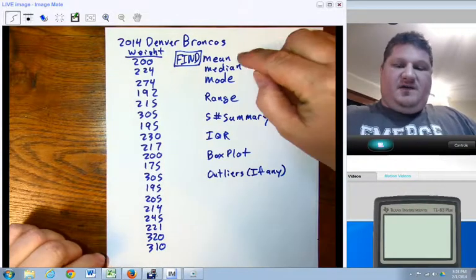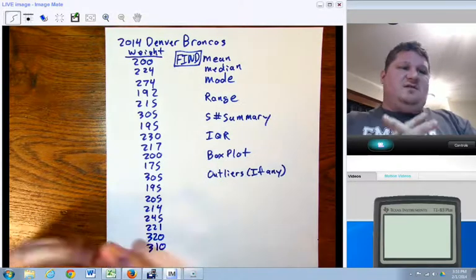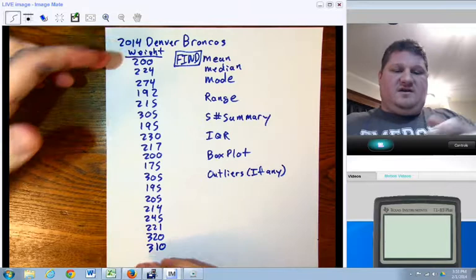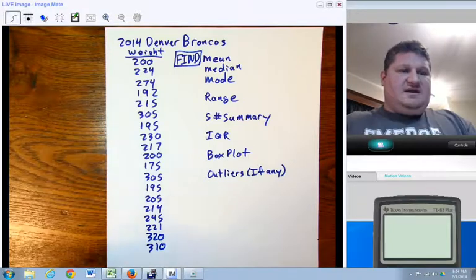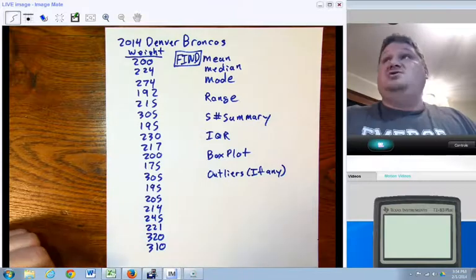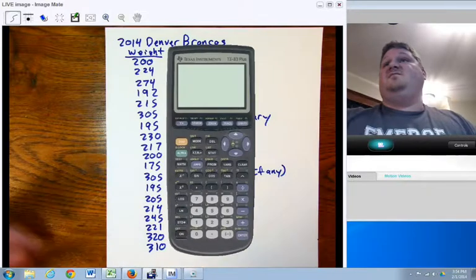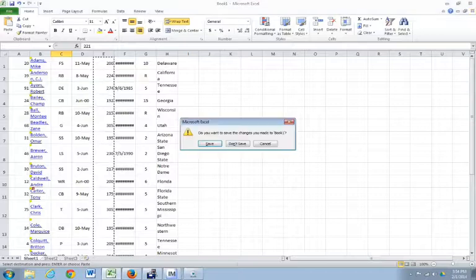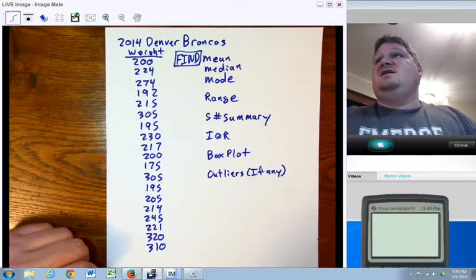Your job is to find the mean, median, mode, range, 5-number summary, IQR, box plot, and outliers, if any, of the top 19 Denver Broncos. Left it at 19 because I do want you to do this using your basic calculator by hand, just so we can get everything understood in a very manual way. Now, I do highly recommend that if you have a graphing calculator or if you're familiar with Excel, go ahead and throw things in Excel to double check all of your answers. Okay, so you can go ahead and use the technology you have available to you.